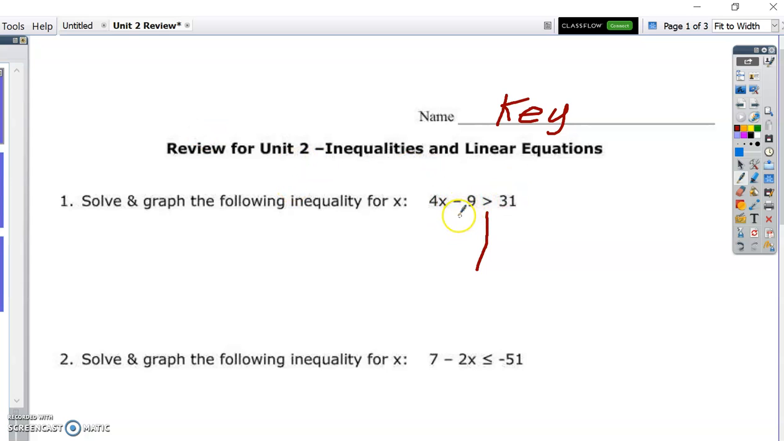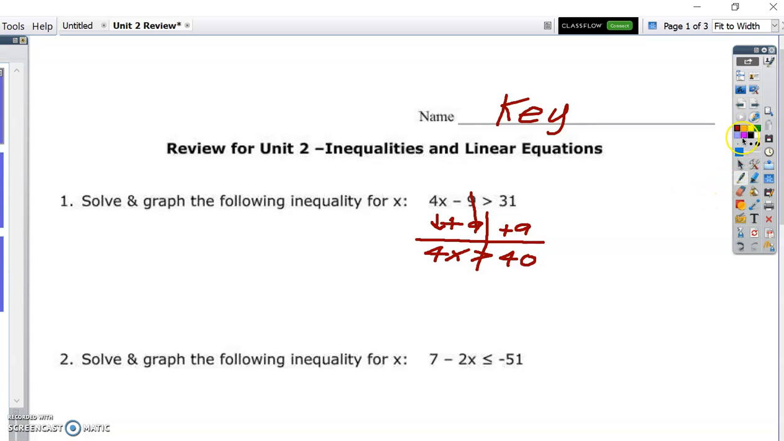All right, so I want to get rid of the 9, so I'm going to add 9 to both sides. The 9s are going to cancel out. I'm going to bring the 4x down. So 4x is greater than 31 plus 9, which is 40.